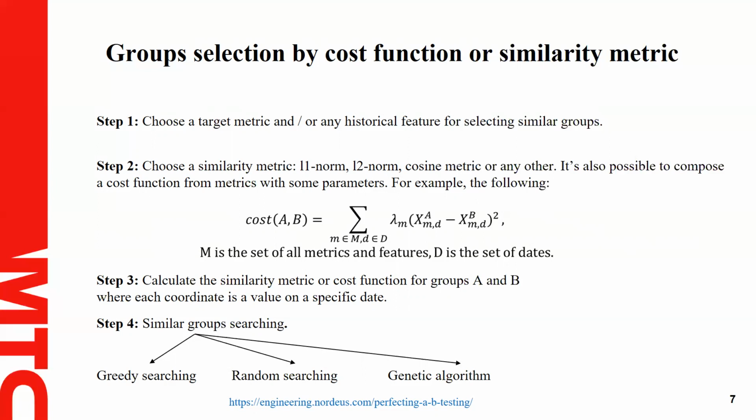Then using, for example, a genetic algorithm, greedy search, or random search, we can find such groups A and B that have the minimal or small enough value of cost function. If we do this by a random search, then there is a question, which threshold to consider for groups A and B similarity. For example, consider the following procedure. We generate 10,000 pairs, calculate the cost function for them, draw the distribution, calculate some percentile, and take some cutoff threshold. And this will be our threshold for considering groups to be similar.